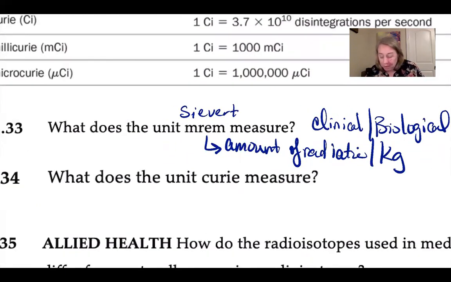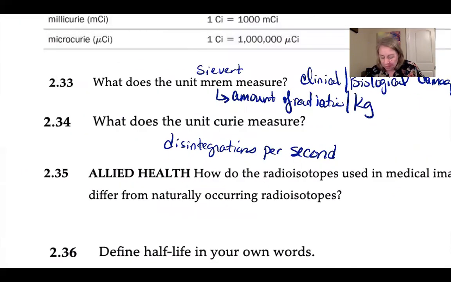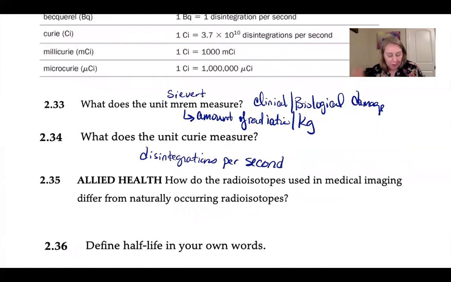What does the unit Curie measure? Curie measures disintegrations per second. Okay, so let's talk about some half-life questions. How do the radioisotopes used in medical imaging differ from naturally occurring ones? Remember, we said naturally occurring ones take a long time for a half-life to happen. In medical, we want to have short half-lives.